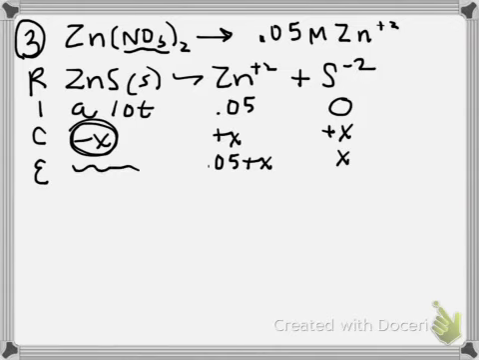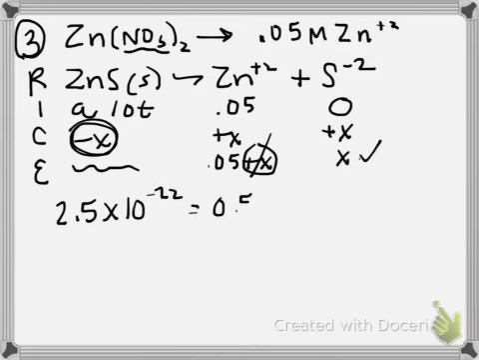Doesn't matter. Focus on the zinc right here. This plus x will be negligible because it's from a non-zero. This x matters on the sulfide because it started at 0. Adding some on is significant, but adding on a very small amount to 0.05 is not going to be significant. So we plug into the K expression, which is just a 1-to-1 ratio, so Ksp equals the zinc times the sulfide. So 2.5 times 10 to the -22 equals 0.05 x. Pause for a moment, solve for x.